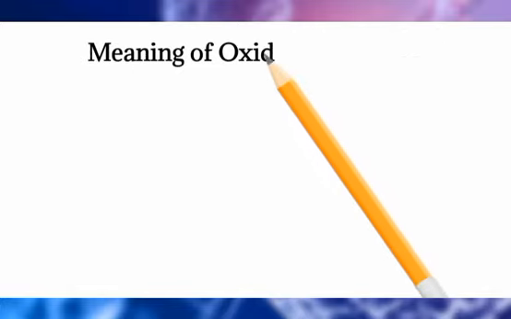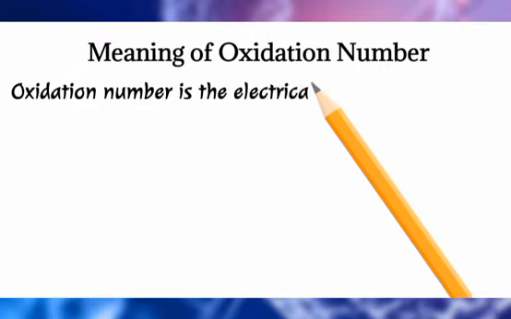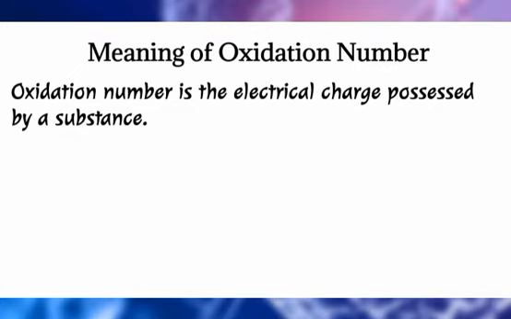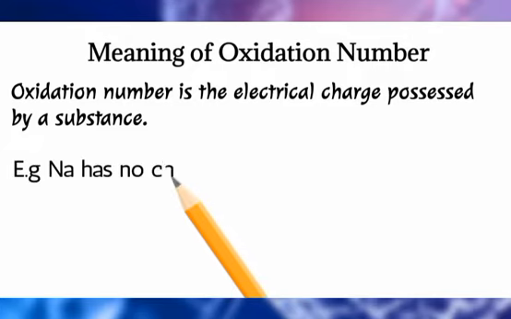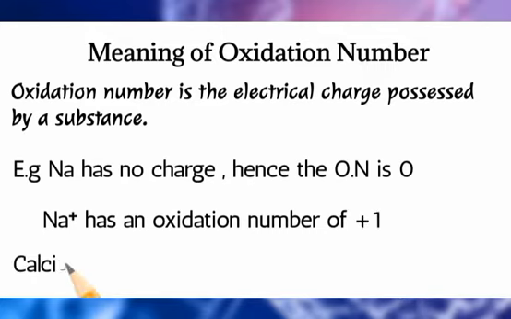Alright, let's start from the meaning. Oxidation number refers to the electrical charge possessed by a substance. Sodium, Na, for example, has no charge, hence the oxidation number is 0. Na+, on the other hand, is an ion and has an oxidation number of +1. Ca2+ will have an oxidation number of +2.